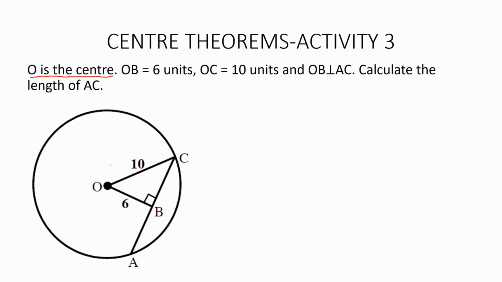We have a line that is drawn from the center and perpendicular to the chord. Do you see that? This is perpendicular to the chord. Remember I said you must look at the information before you even look at the question. Then it means chord AC is divided into 2 equal parts, meaning that BC is equal to AB. We're given that OP is 6 units, and OC is 10 units, and OP is perpendicular to AC. Calculate the length of AC.